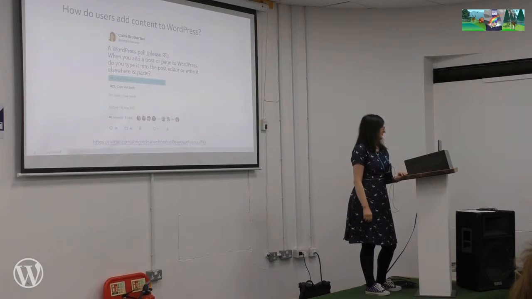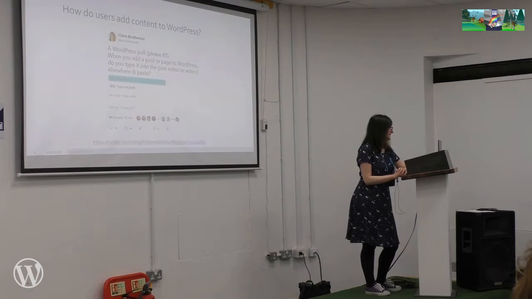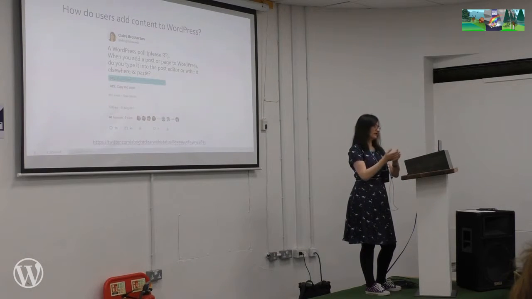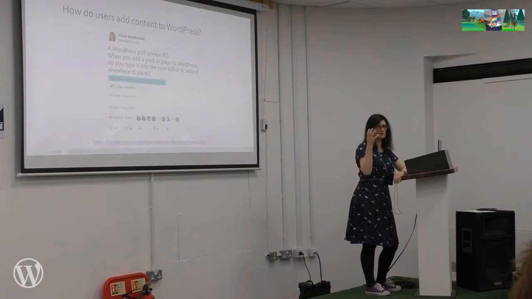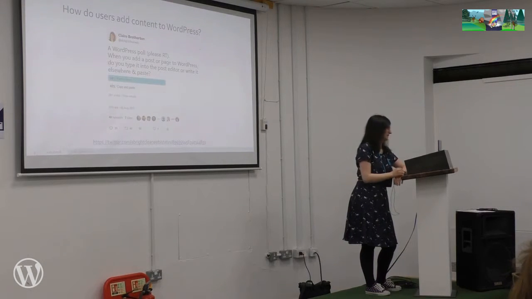And I did a Twitter poll just over a year ago, basically asking, how do you add content to WordPress? Do you go straight in and start writing in the editor, or do you do something else? Do you create your content first in some other medium, and then go to the editor to finish it off, polish it off, and publish it?